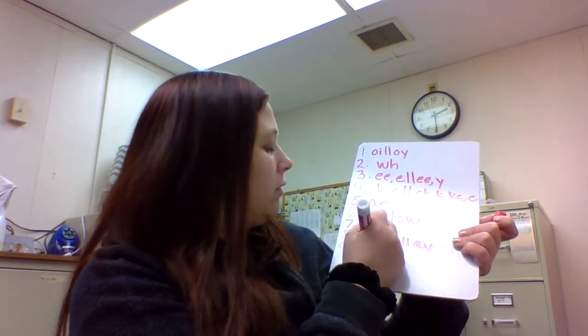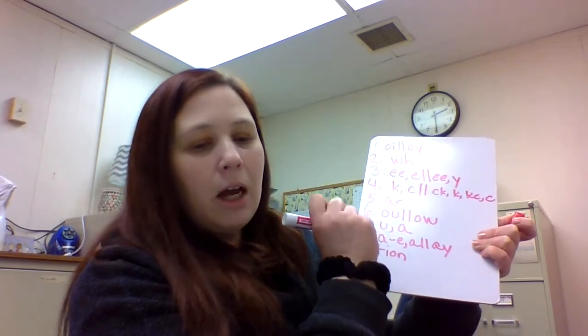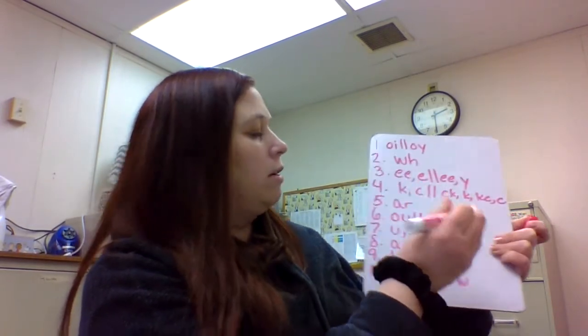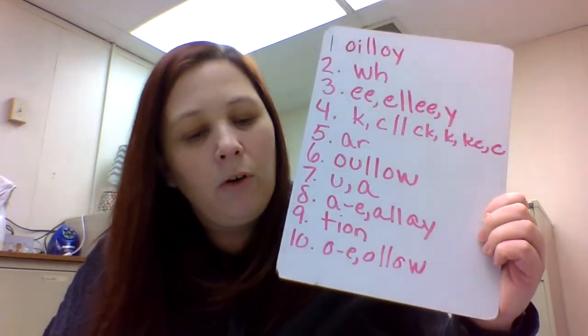Number 9, we have shun. That's our final stable syllable, T-I-O-N. And number 10, we have O, O consonant E, comma, O, or as a final sound, O-W. Make sure that you have these all written down, and we're going to move on to review some diphthongs.